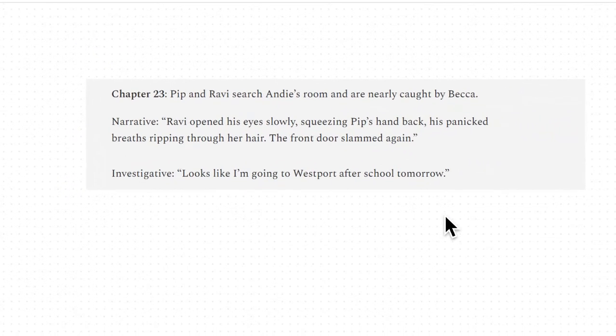In chapter 23, Pip and Ravi search Andy's room, and they're nearly caught by Becca. Ravi opened his eyes slowly, squeezing Pip's hand back, his panicked breaths rippling through her hair. The front door slammed again. This is a very tense scene, made more so by the romantic tension and the stakes for Ravi.